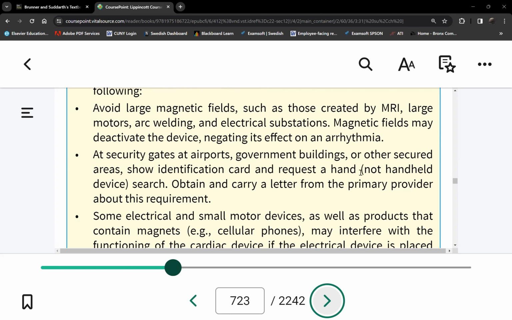Security gates: request a hand search, meaning show the TSA officer that they're carrying a pacemaker card or an ICD card. So they're taught to show it to the transportation TSA officer and say, I have an ICD, sir, please search me manually. Like a hand search. Right.